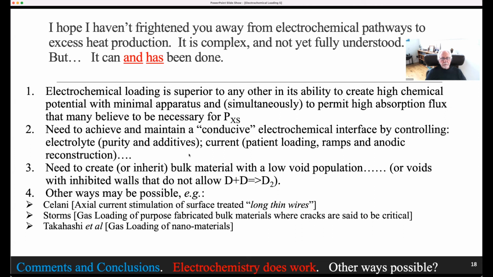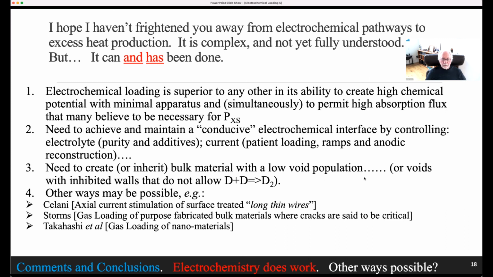You need to achieve and maintain a conducive electrochemical interface by controlling electrolyte purity, but you always, I think, are going to need to do surface reconstruction, dissolve the surface and redeposit it, hopefully in a more advantageous way. You need to create or inherit, if you're lucky, bulk material with a low void population or voids with inhibited walls that do not allow the Tafel reaction to occur and cracking to occur to the surface. Other ways may be possible.